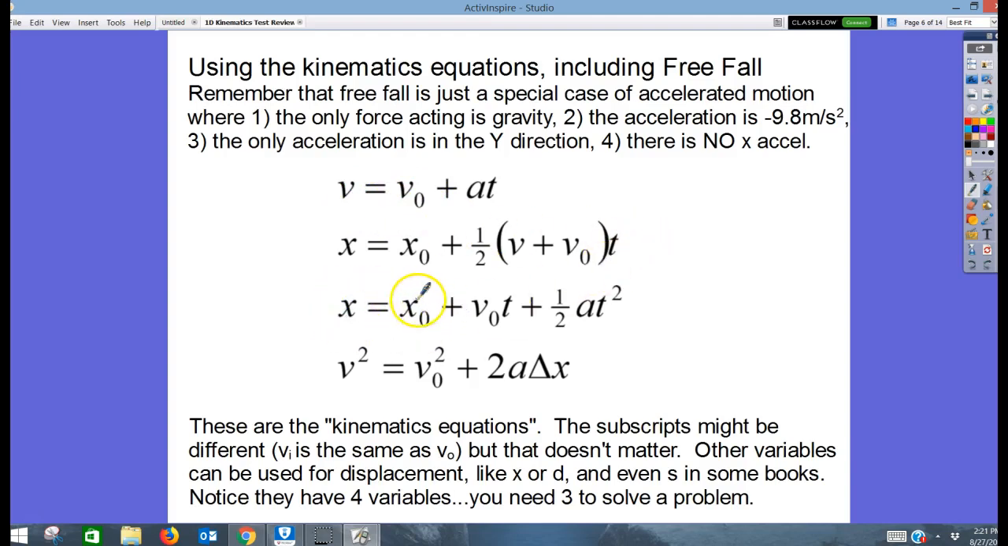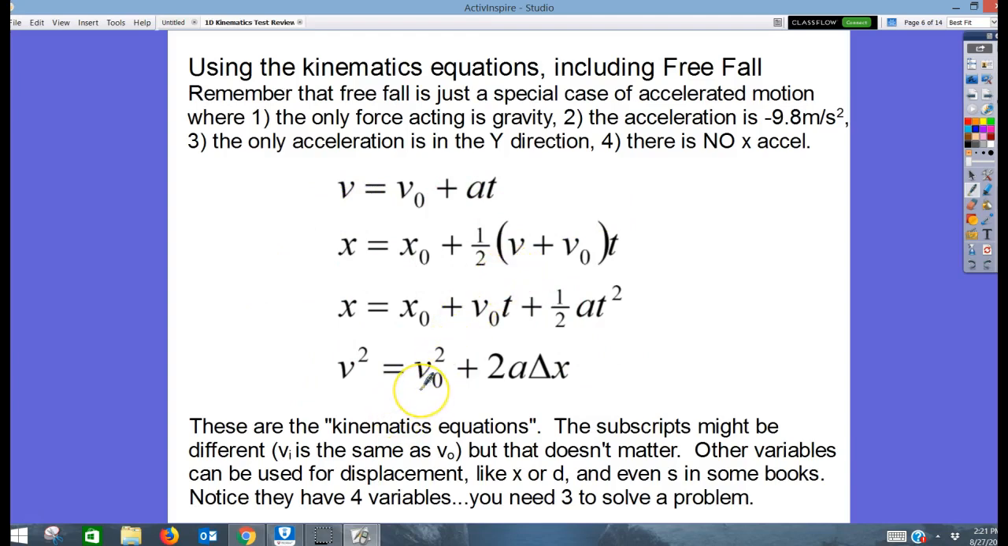Final position is initial position plus initial velocity times time plus 1/2 at squared, acceleration times time squared. And the final velocity squared equals the initial velocity squared plus 2a times the change in position. You may see these with different subscripts. I actually might write them with different subscripts in my examples later. But these are your 4 basic kinematics equations.